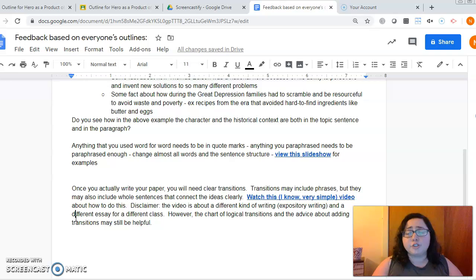Once you actually do write your paper, you're going to need clear transitions. Transitions could just be a word or a phrase, so it could just be also, or it could be in contrast, but more often they're going to be full sentences that explain the connections between the ideas. Don't overthink this, but explain clearly so that anybody watching could understand.